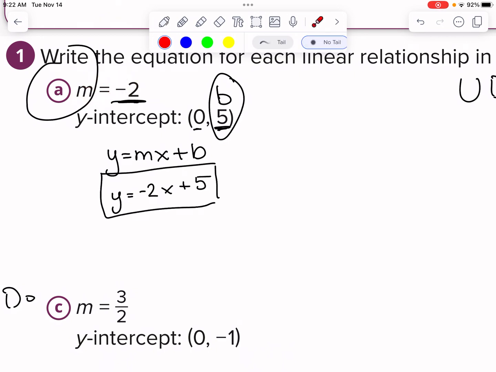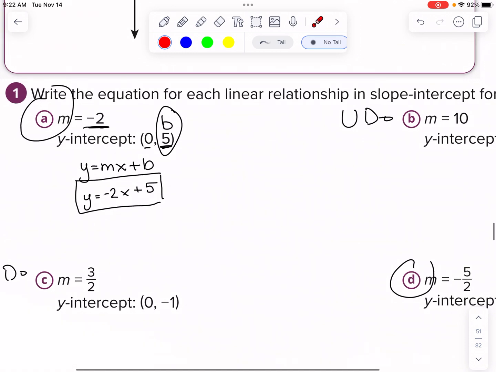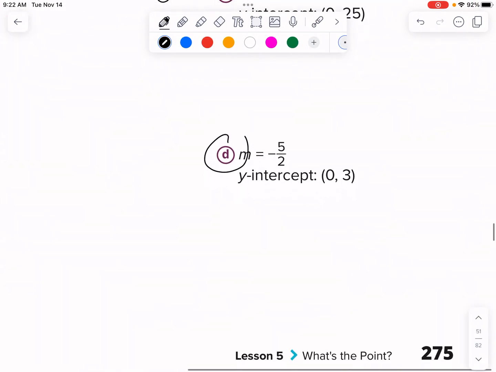Right, this is M, so I'm plugging that in for M. This is B, so I'm plugging that in for B. So that's the final equation. That's all you need to do for this problem. Right, no computation at all.